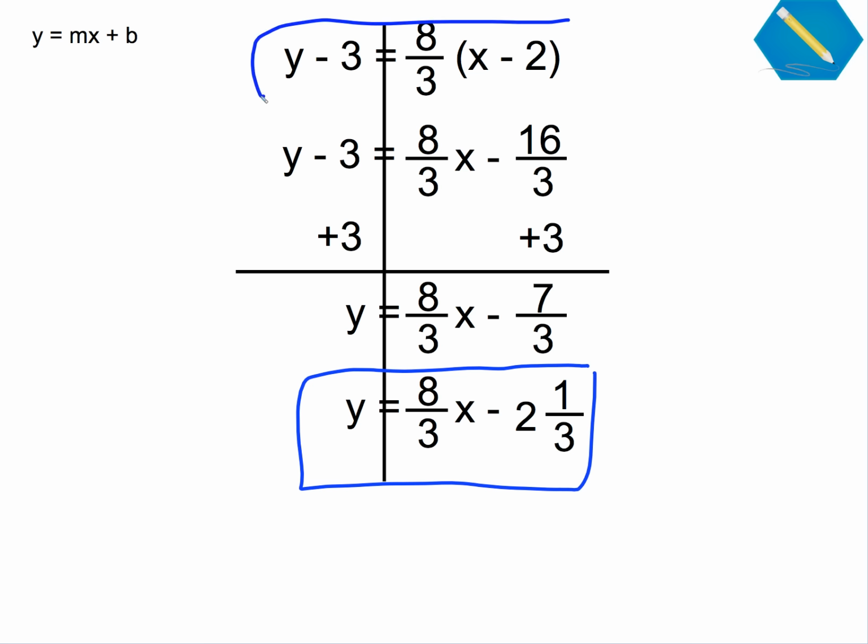So we have point-slope form up here, and we translated it to slope-intercept, and that's all that they were looking for in the problem. So that's all for today.